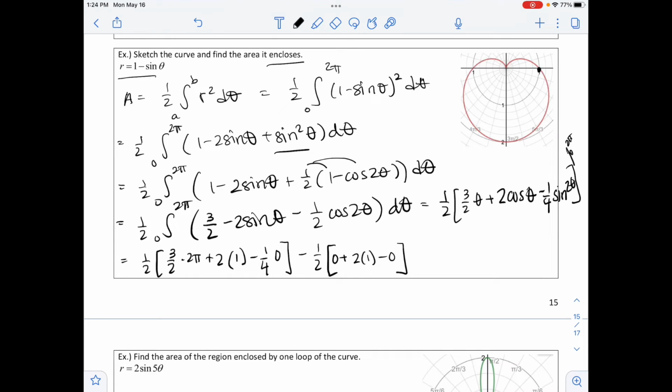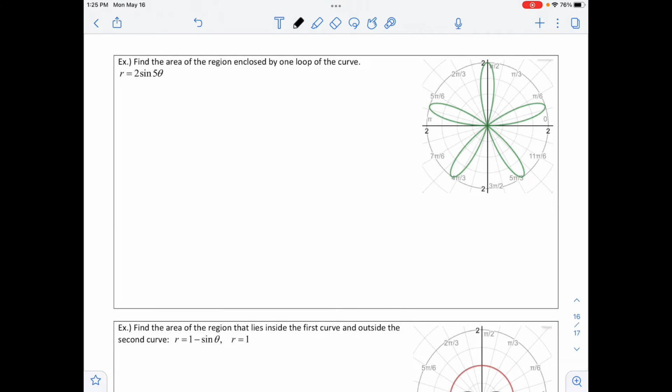And so this simplifies to, we can reduce those 2's, and we're going to have 1/2 times 3 pi plus 2 minus 1/2 times 2. And so again, distributing this, we end up with 3 pi over 2 plus 1 minus 1, which would just be 3 pi over 2.